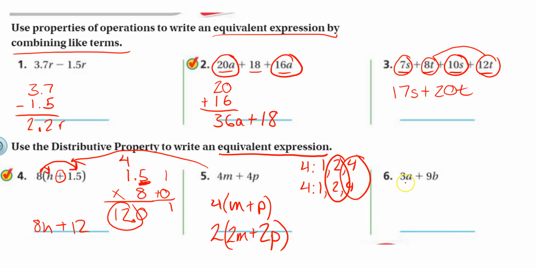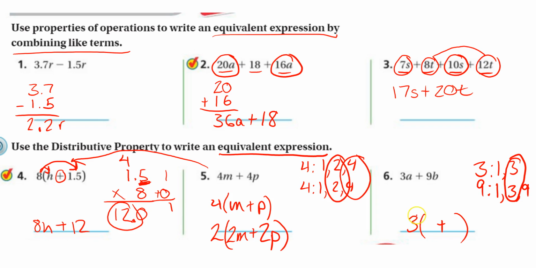All right, let's look at 6. Again, there's no parentheses, so we're going to need to have a problem with parentheses. We're going to be adding, because they have adding here. I take out the two coefficients, 3 and 9. I find the factors. Greatest common factor, that's the number that goes on the outside.